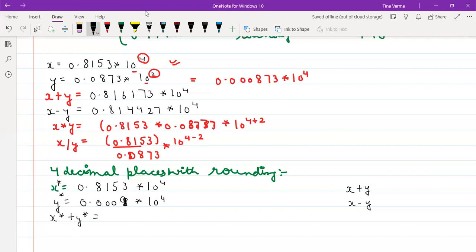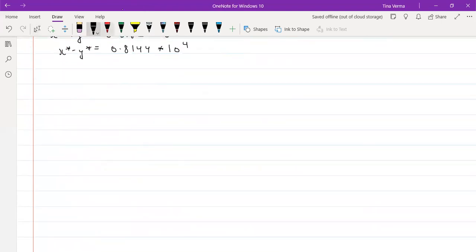So when you do x star plus y star, the answer will come out to be 0. And x star minus y star will be 0.8144 into 10 raised to the power 4. Like now you are storing a number in a computer, and again you can see that there will be some error, right? So how to deal with this error? How much can you satisfy yourself that you are satisfied with the answer? We do the measures of errors.